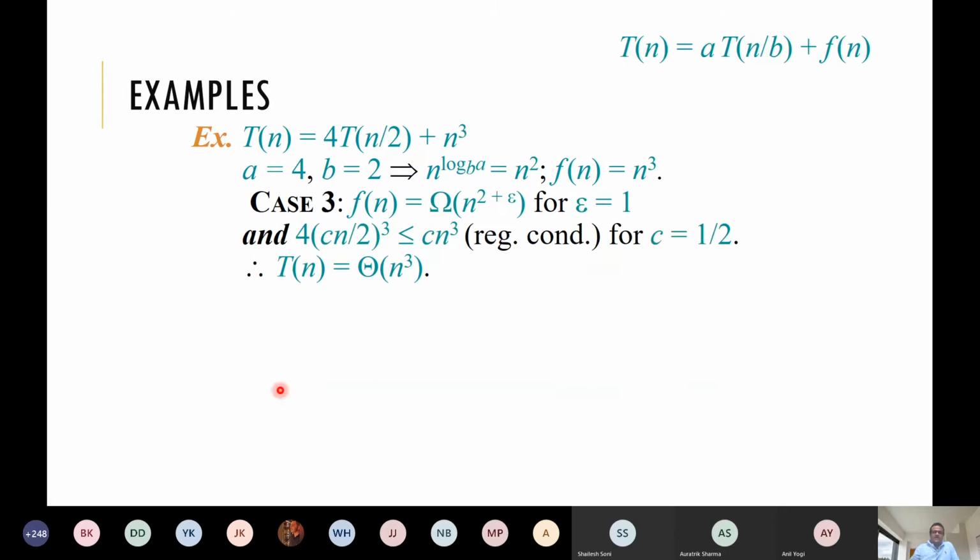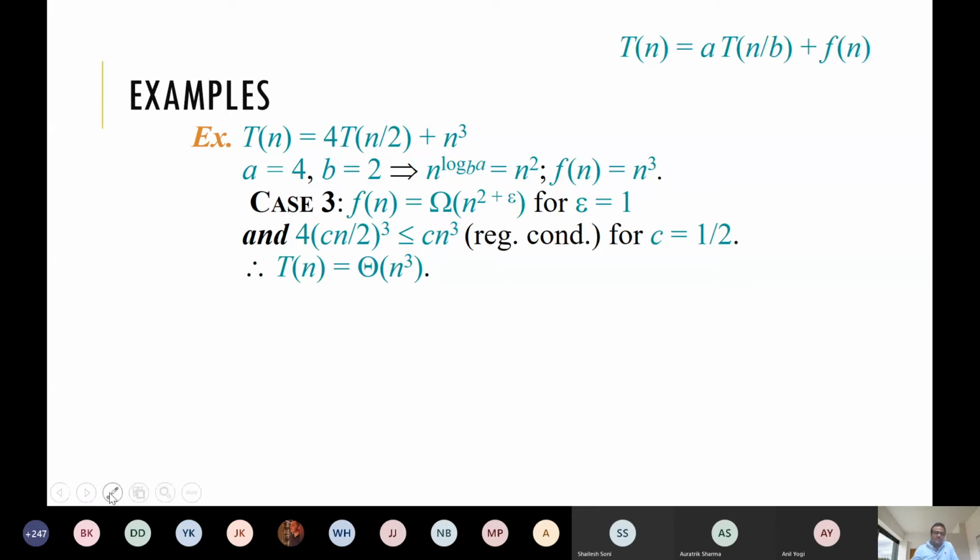Now come to the example of case 3. Again this is n square and f(n) is n cube. Here we are taking the combined cost to be n cube. So n cube is polynomially faster than n square with epsilon equal to 1. Now we have an extra condition to check for case 3. We have to do this in the exam also. That is the regularity condition.